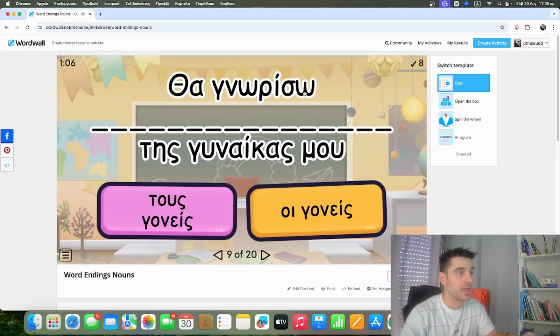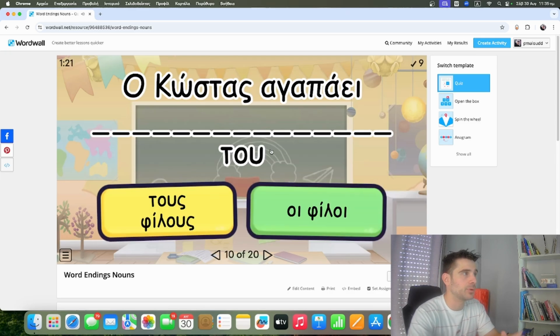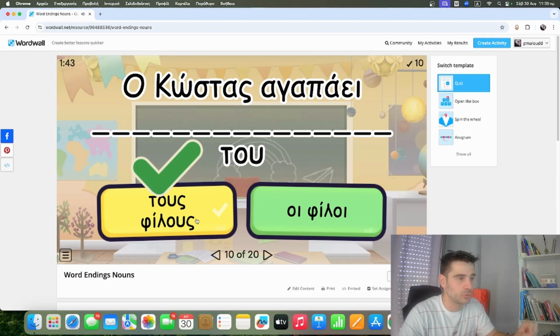Λοιπόν, νούμερο 9. Θα γνωρίσω της γυναίκας μου. So, I will meet the parents of my wife. Accusative. Τους γονείς. Λοιπόν, πάμε στο νούμερο 10. Ο Κώστας αγαπάει his friends. So, οι φίλοι is not correct because this is the nominative of the noun φίλος in plural. So the plural in accusative will be τους φίλους.